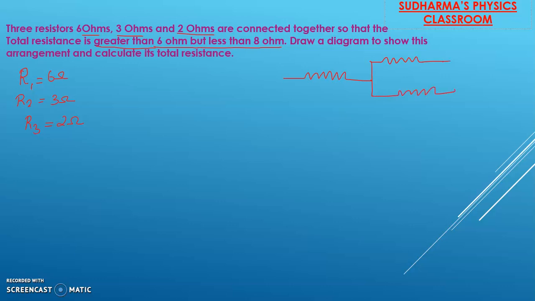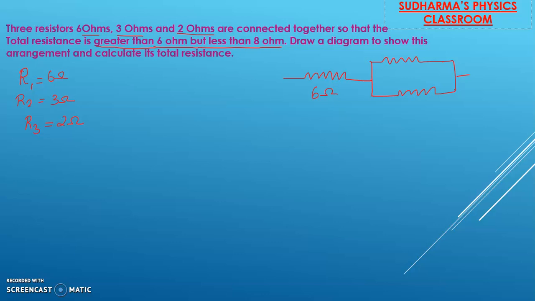Let's try this option. If you are going with this option, still there is a confusion about which resistors should be connected in series and which should come in parallel, right? That's another question. Here in this question, they have given that the resistance is greater than 6 ohm. That means something plus something is added with 6 ohm, right? 6 plus something. So I'm just going ahead with this option of 6 ohm connected here.